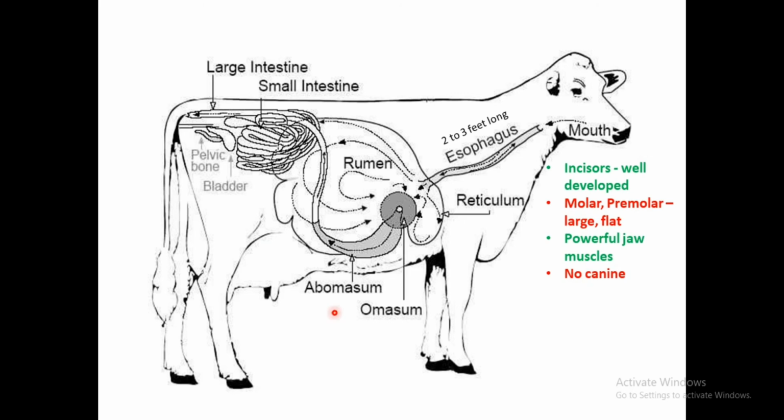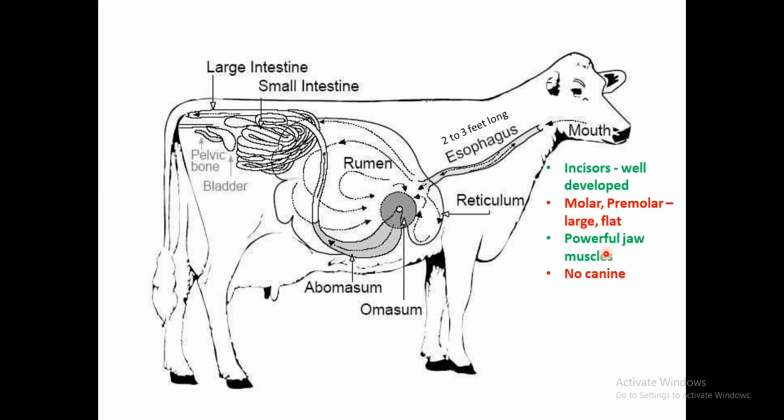Now, the mouth parts of a cow are very much adapted for the food that it eats. It does not have canines. There is no need for the cow to have canines to tear the food. Instead, it has very well developed incisors. The molars and the premolars are large and flat. Moreover, it has very powerful jaw muscles.